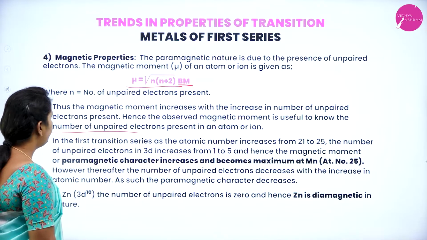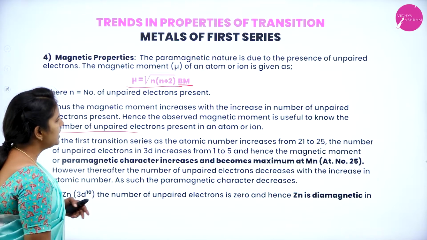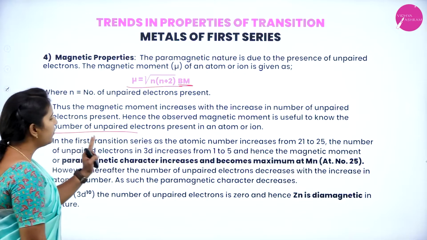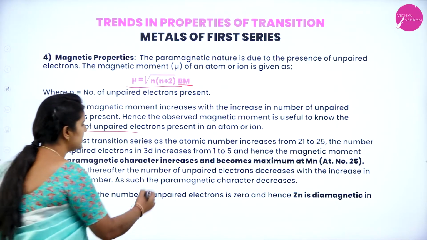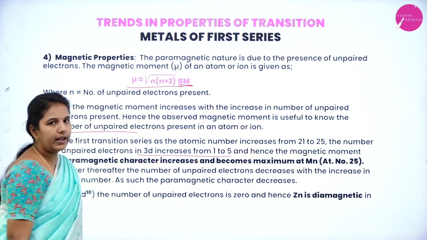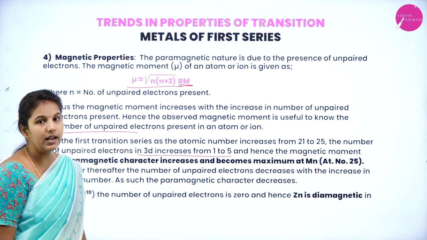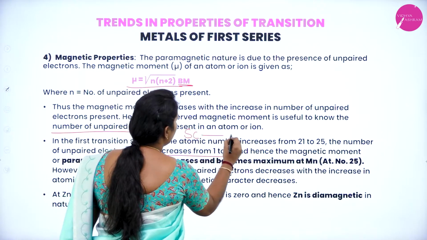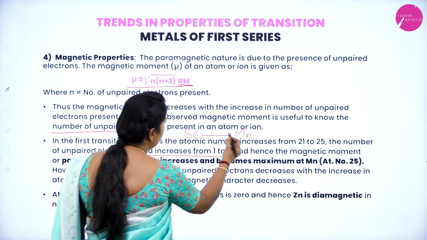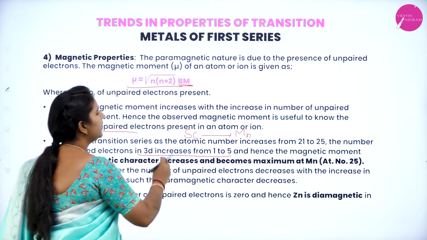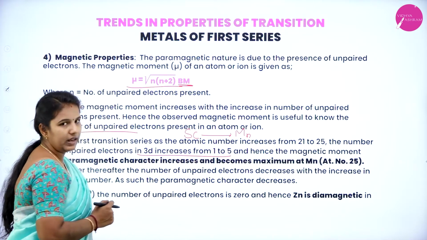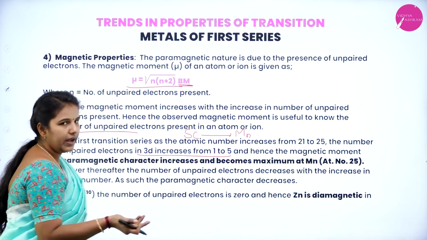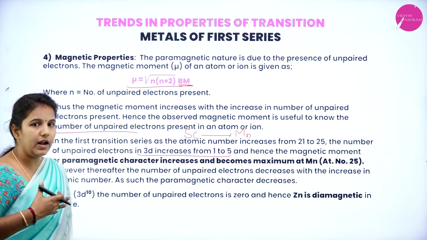So, in the first transition series, as the atomic number increases from 21 to 25, the number of unpaired electrons increases from 1 to 5 in the 3d shell. Is it right? That is why as we move from scandium to manganese, the number of unpaired electrons increases, so that their magnetic moment also increases, since the number of unpaired electrons is more.